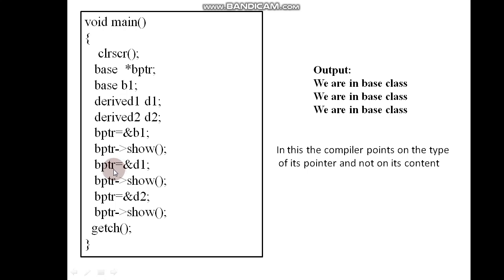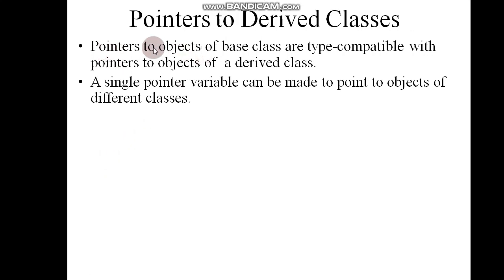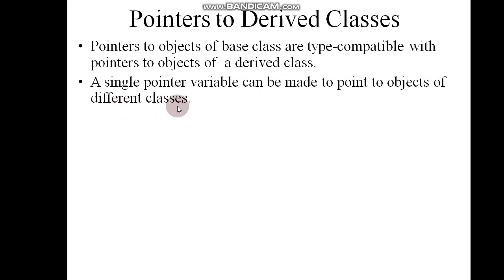So at runtime we have to resolve this. The compiler has to call the functions from different classes, not just the show function from the base class. To resolve this, we have virtual functions. Pointers to objects of the base class are type compatible with pointers to objects of the derived class. So this means that a single pointer variable of the base class can be made to point to the objects of the base class as well as derived classes, different classes.